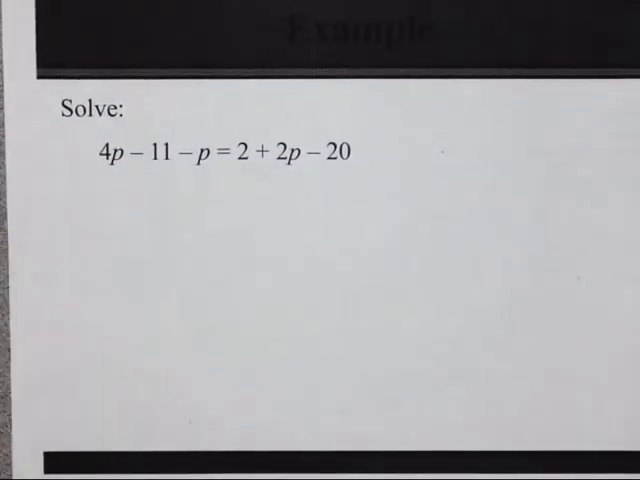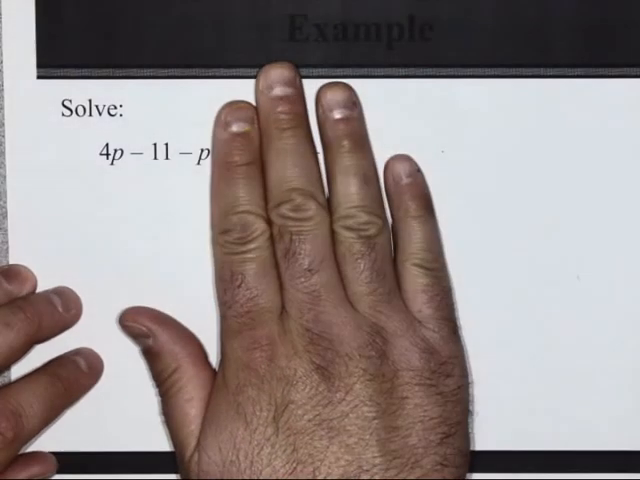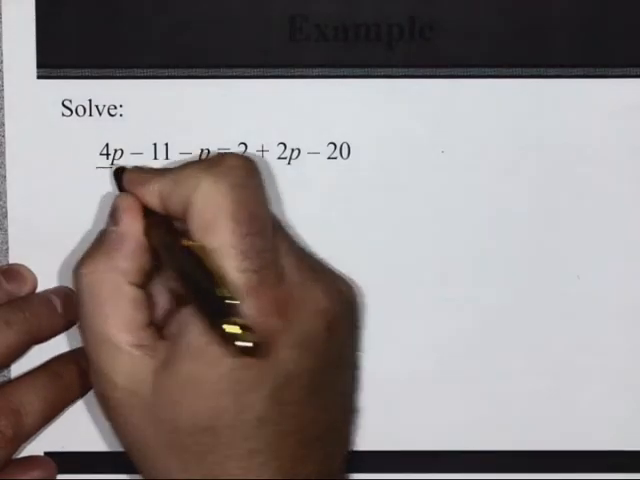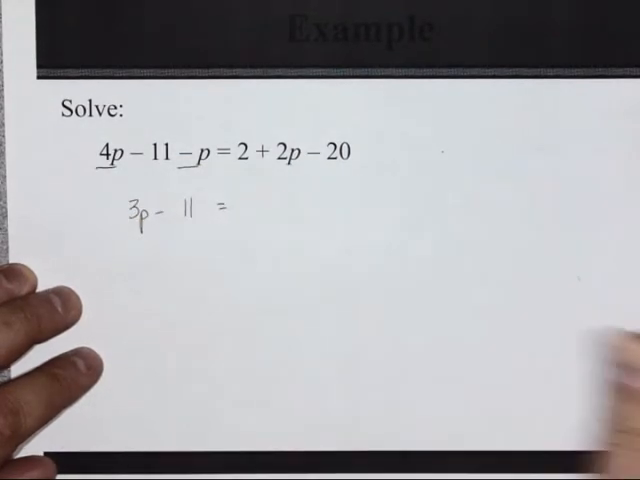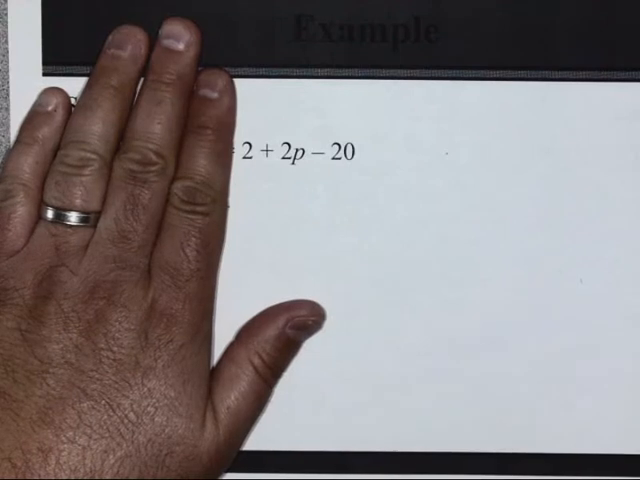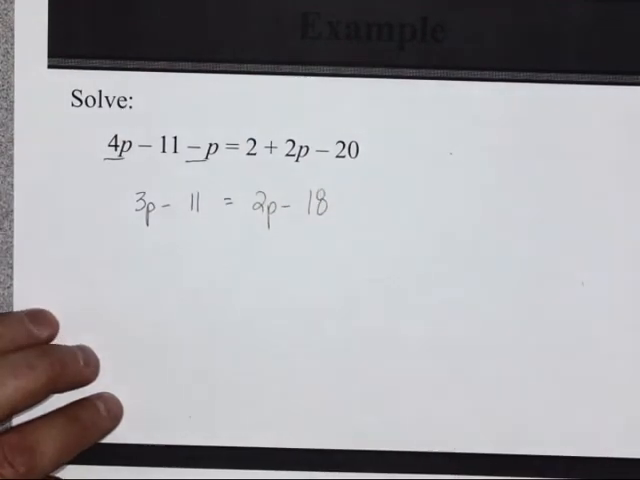All right. So we've got a lot of simplifying in this one here, right? I can see the like terms, 4p minus p. So 3p minus 11. I can see the like terms here, right? 2 and minus 20. So 2p minus 18. Okay.